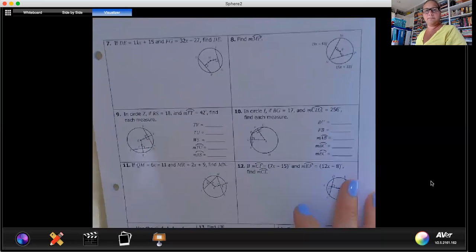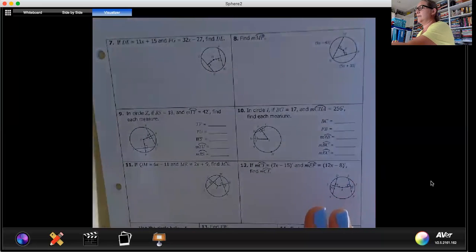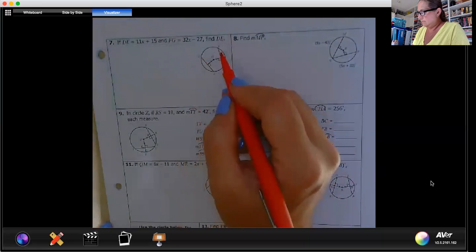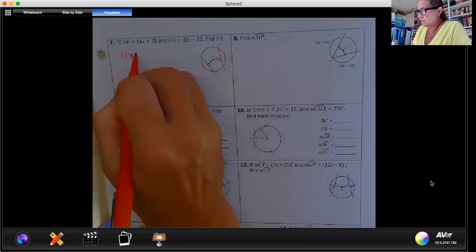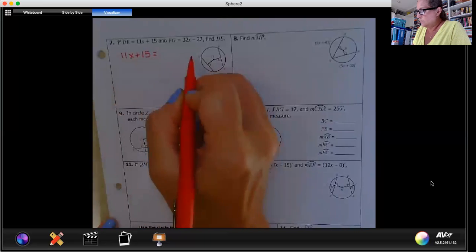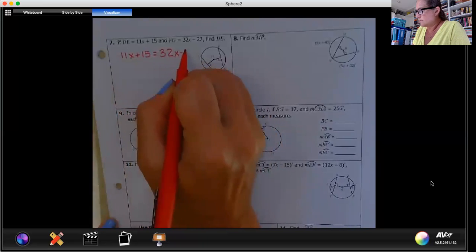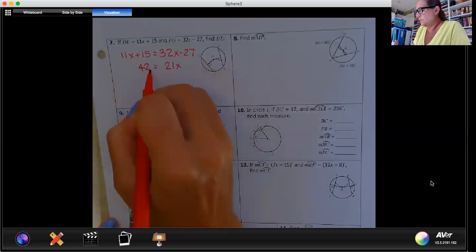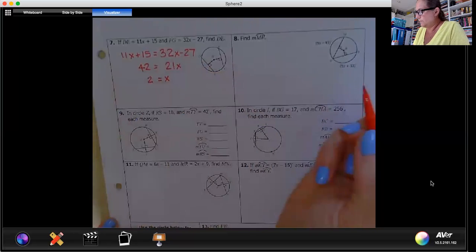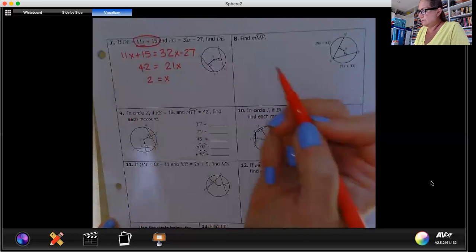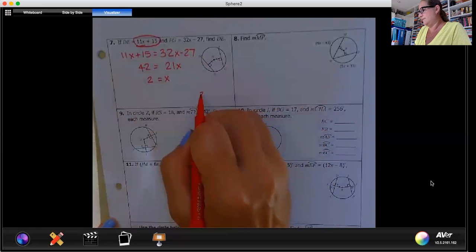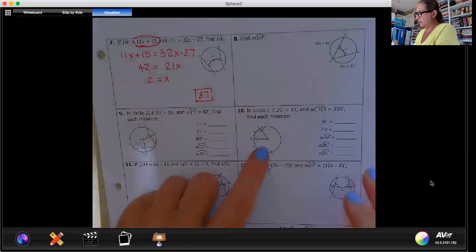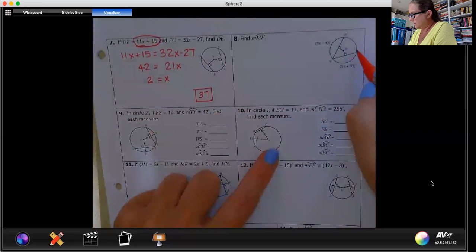Yeah, just a little. All right, so for problem number 7, DE and FG are congruent, so 11x plus 15 equals 32x minus 27. So 21x is equal to 42, and x is equal to 2. And we're going to find DE. So 22 plus 15 is 37. And arc MP is what you have here.